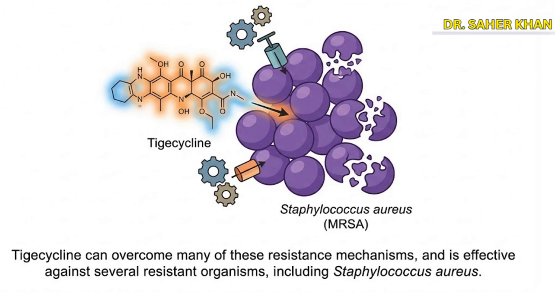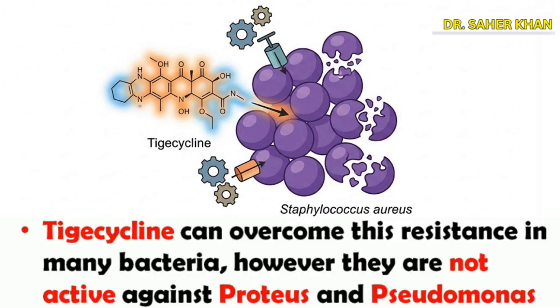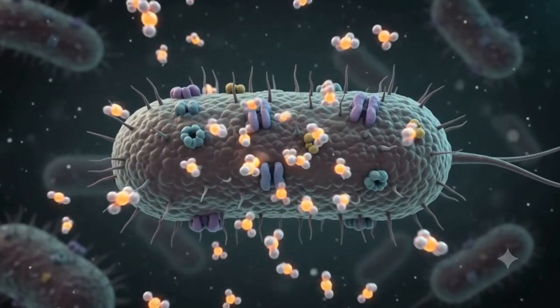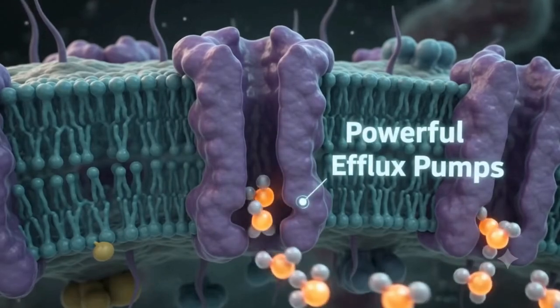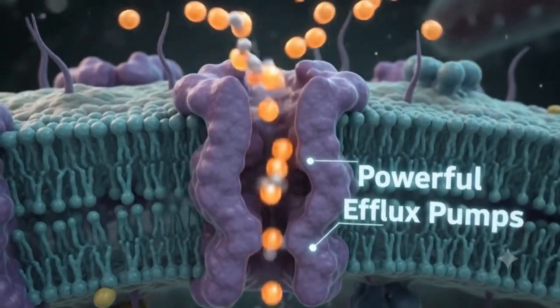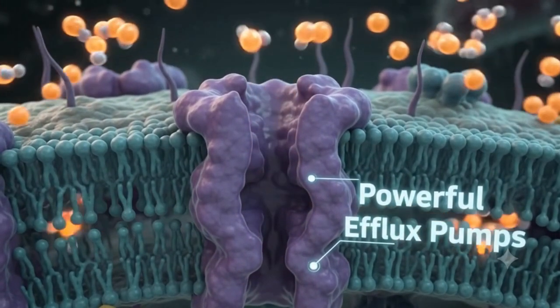Now remember tigecycline, which we discussed earlier. Tigecycline can overcome many of these resistance mechanisms and is effective against several resistant organisms, including Staphylococcus aureus. However, tigecycline is not effective against Proteus species and Pseudomonas aeruginosa. Why? Because these organisms have powerful multi-drug efflux pumps, which can pump out not only tetracyclines but many other antibiotics as well.